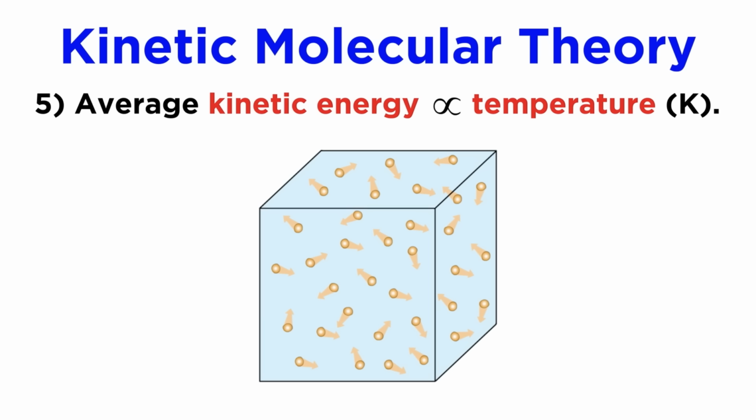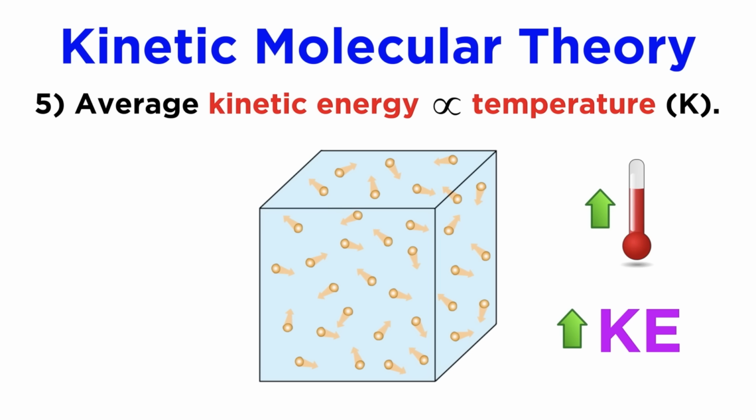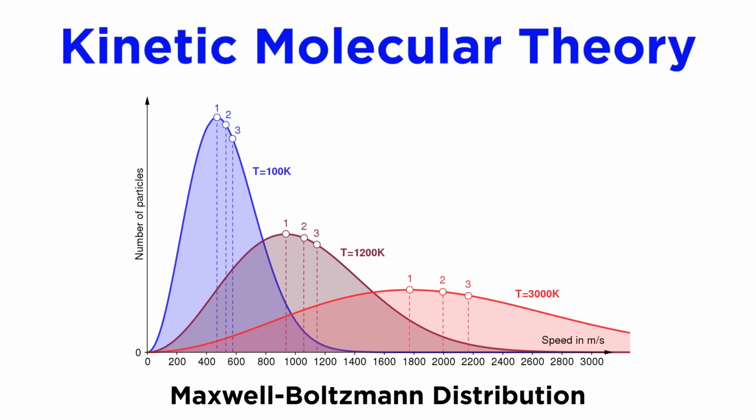And number 5, the average kinetic energy of the particles in the gas is proportional to the temperature of the gas in Kelvin. This means that if you increase the temperature, you increase the kinetic energy, which means the particles will be moving faster. This means that in this specific context, temperature is entirely indicative of average molecular velocity. This relationship is depicted nicely in something called a Maxwell-Boltzmann distribution, where we can see velocities of particles within a gas at a given temperature.